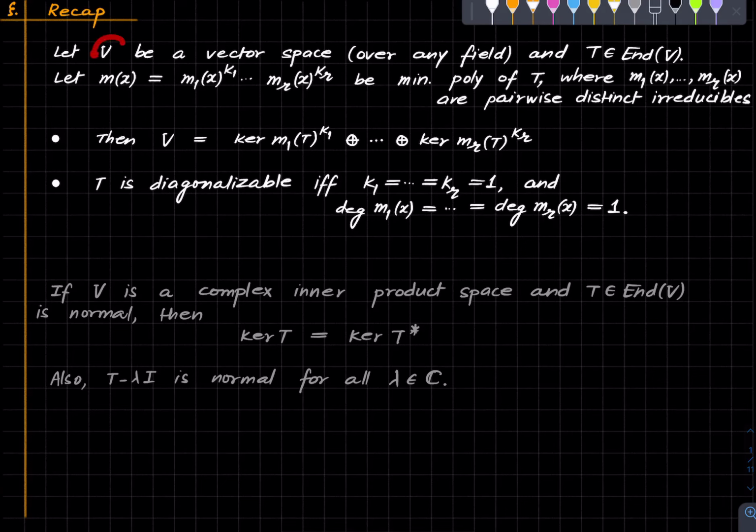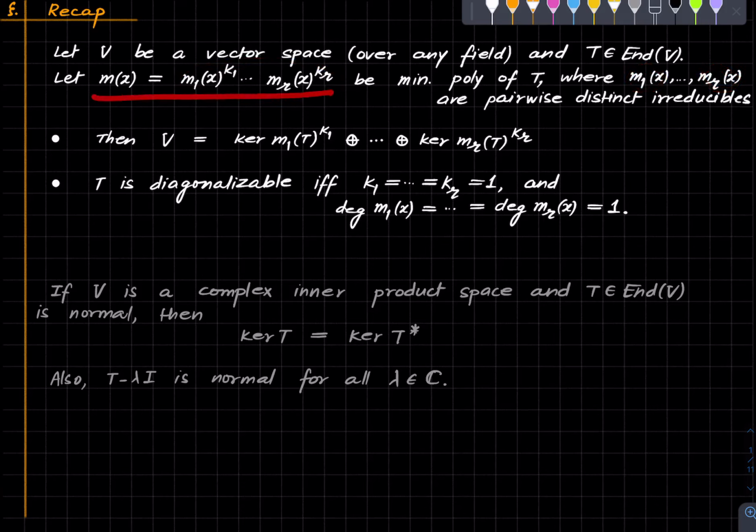So suppose we have a vector space over any field, it doesn't have to be real or complex, and T be a linear endomorphism on V. And let Mx be the minimal polynomial of T. Well, I shouldn't say it splits. What I want to say is write it as the product of irreducible polynomials in this fashion, where M1 up to Mr are pairwise distinct irreducibles.